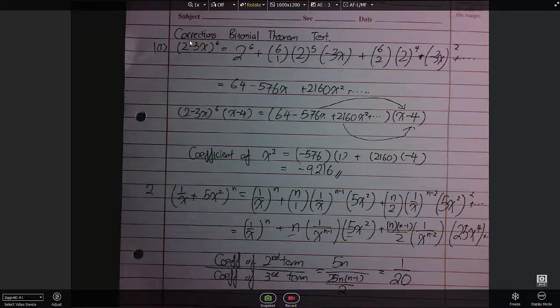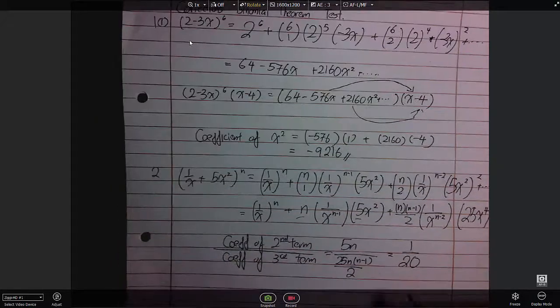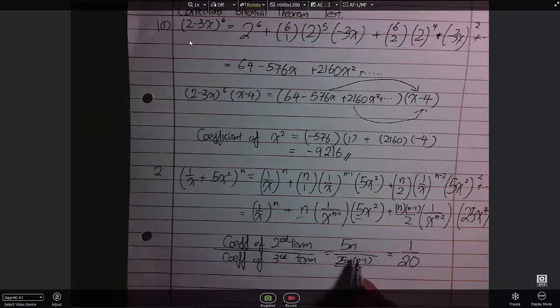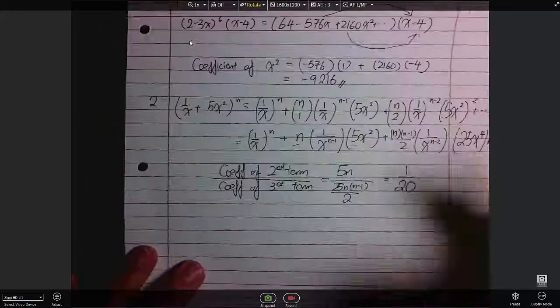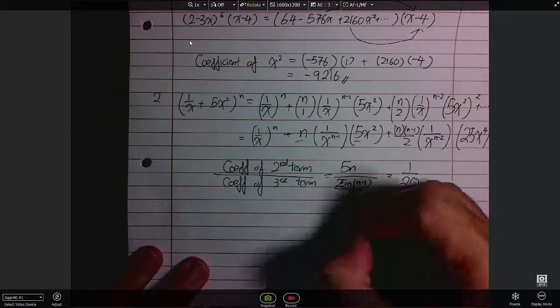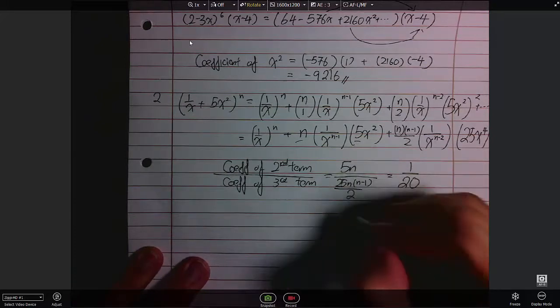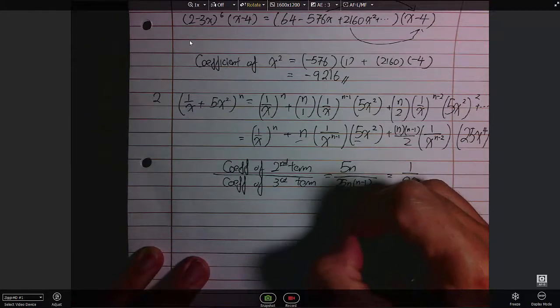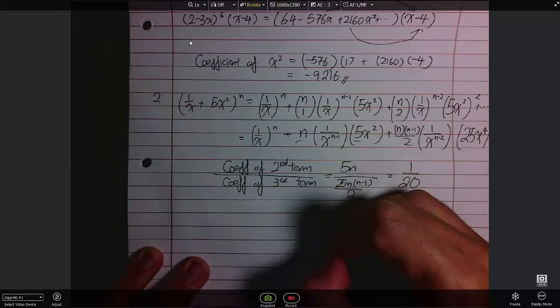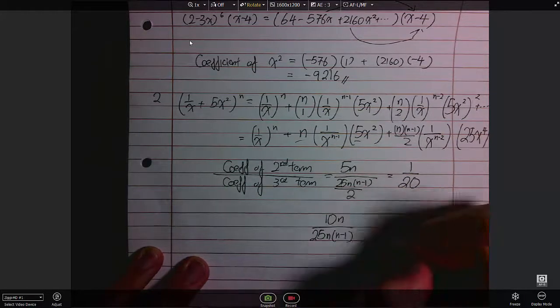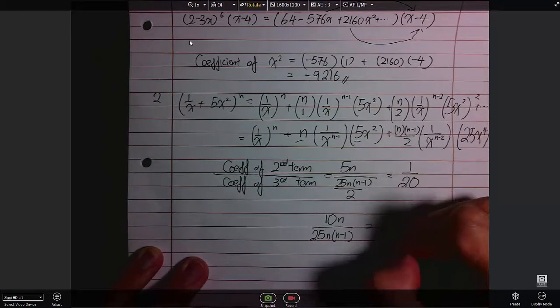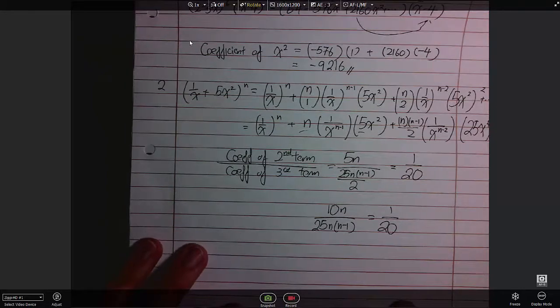Then what we do here is we multiply both sides. To solve this, first I simplify this part here. 5n divided by this whole thing gives me 10n over 25n times n minus 1, which is equal to 1 over 20.